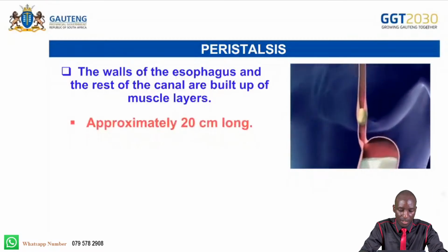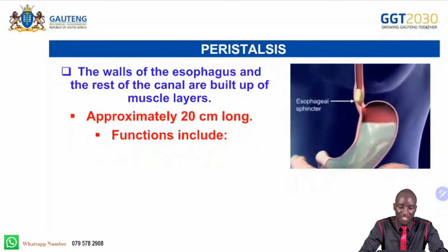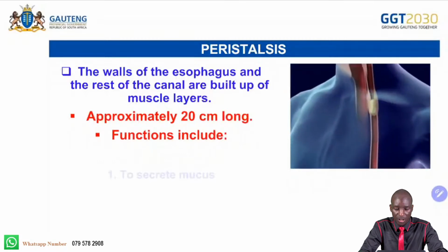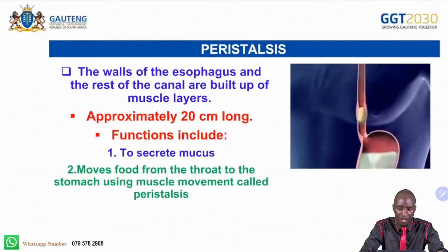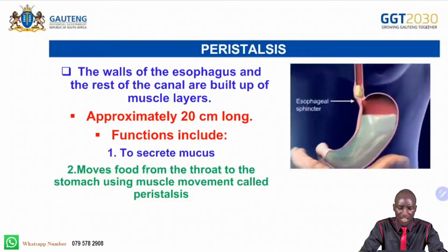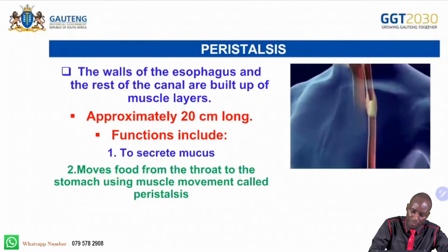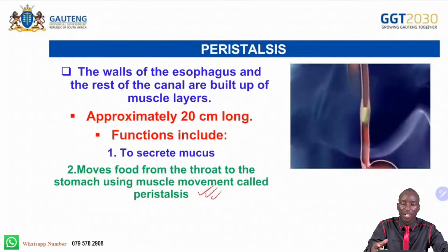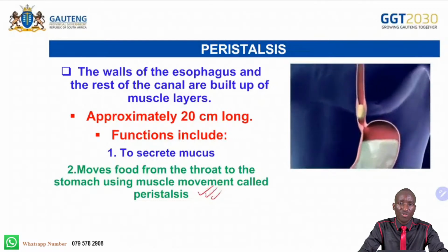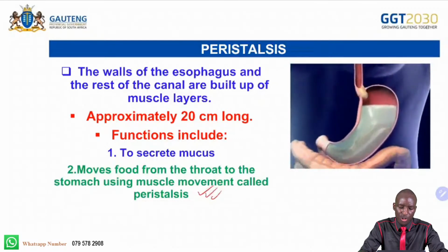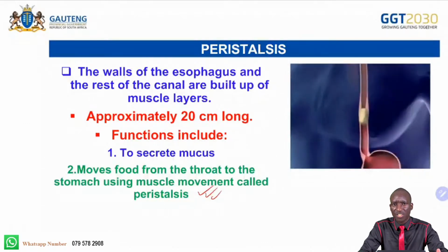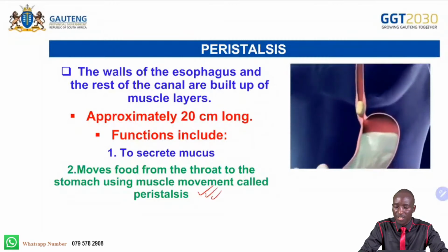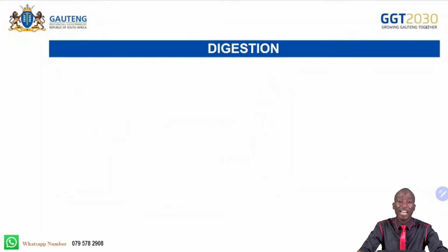The esophagus is approximately 20 centimeters long. Its functions include to secrete mucus and also to move food from the throat to the stomach using muscle movement called peristalsis. So it's a process on its own which requires the muscles to contract and take part so that the process goes well. Right, that's peristalsis.